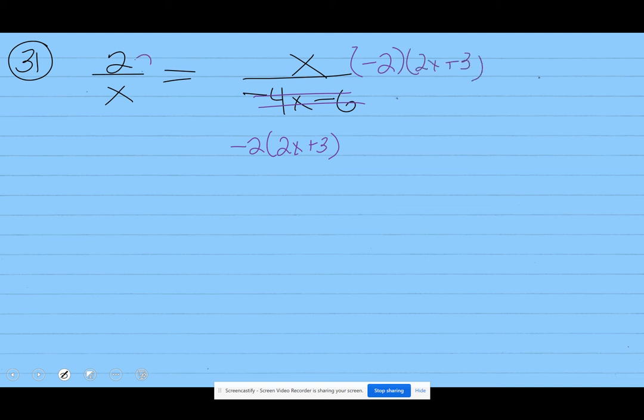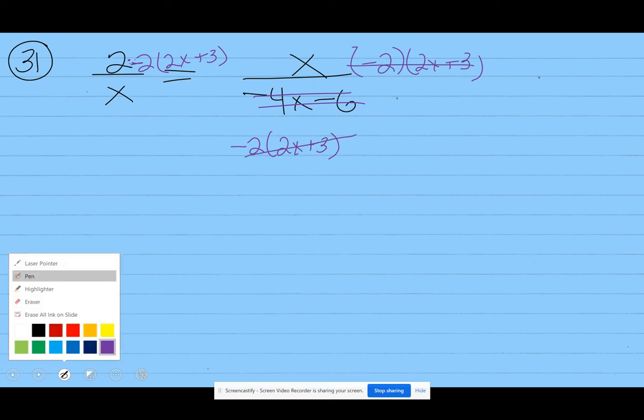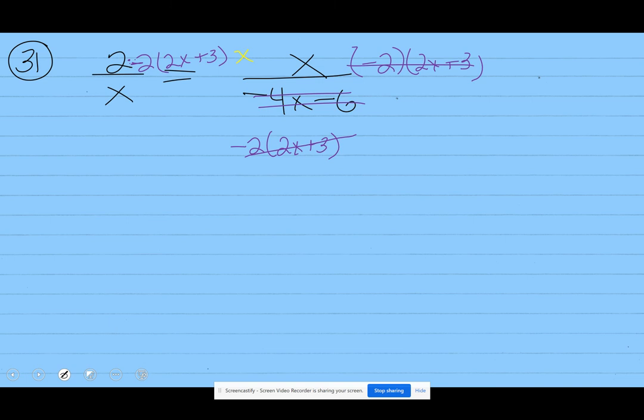And what I do to one, I do to the other. So negative 2 multiply 2x plus 3. That force canceled. Right? Doesn't happen on the other one. The other one I'm going to force cancel the x. So that cancels. Multiply by x here. All right, so now let's look at what we have.